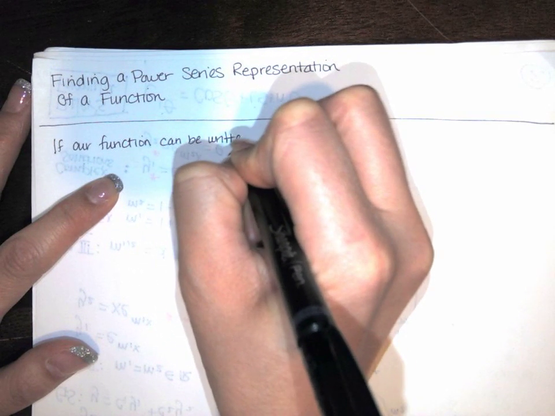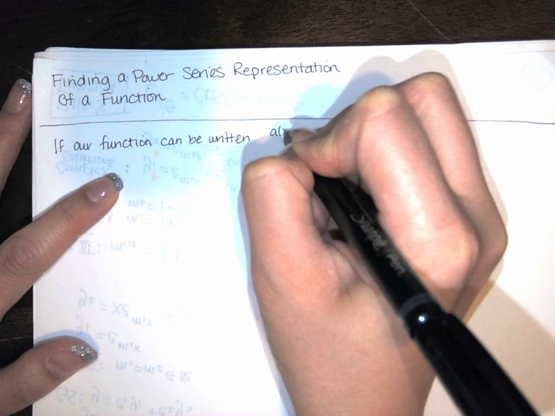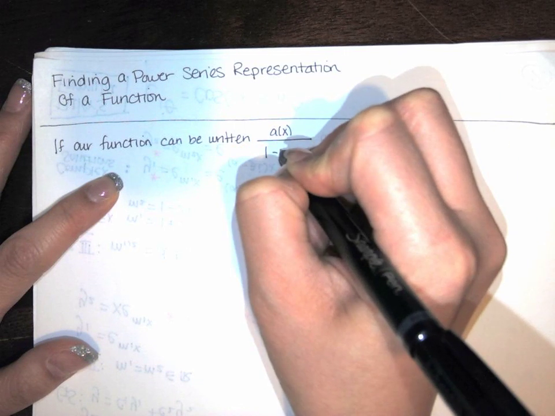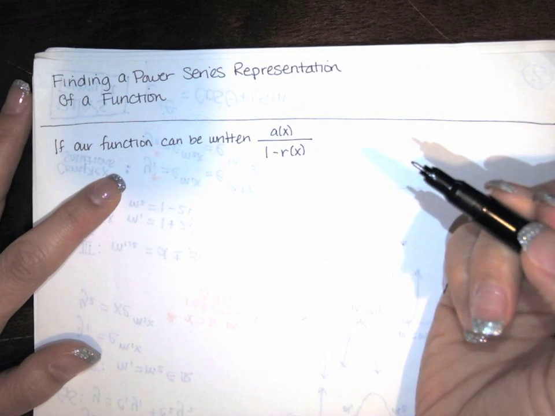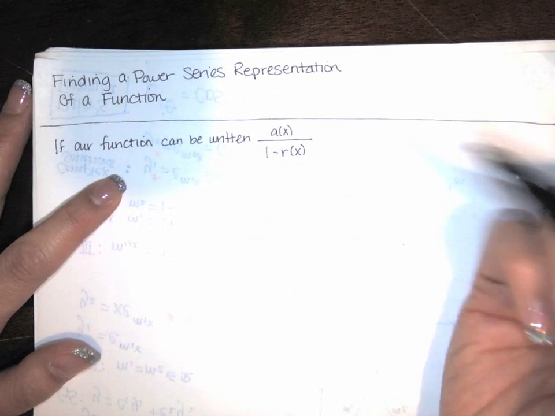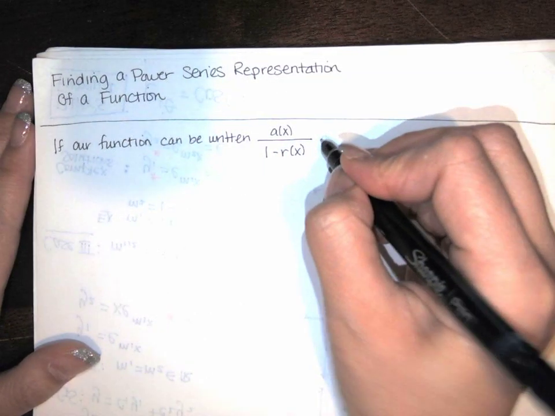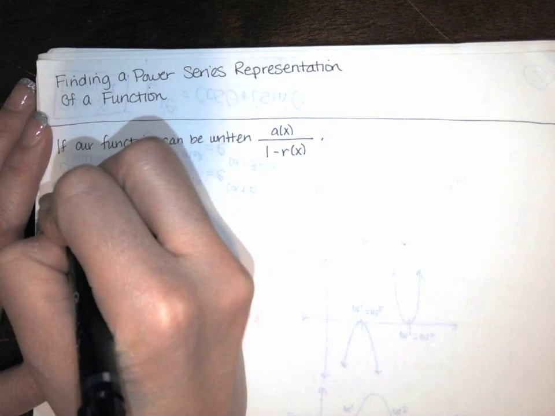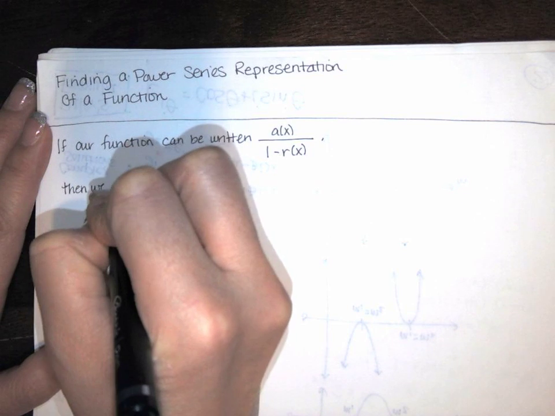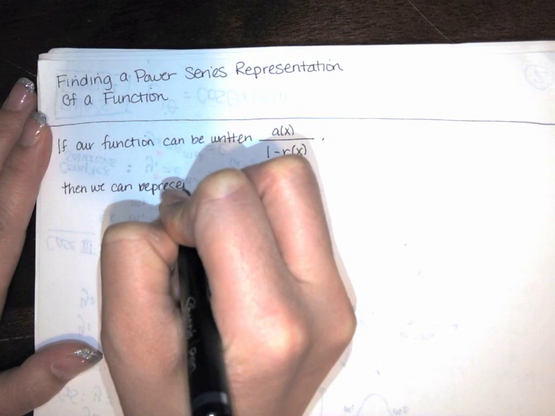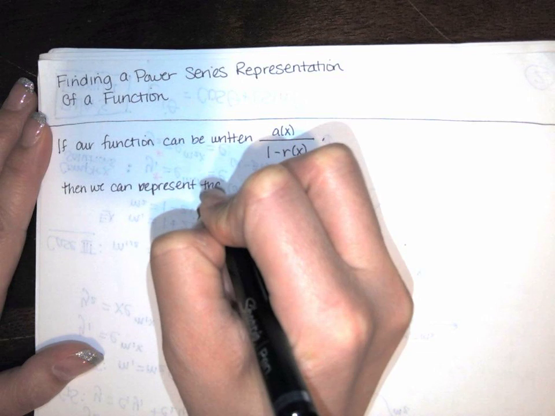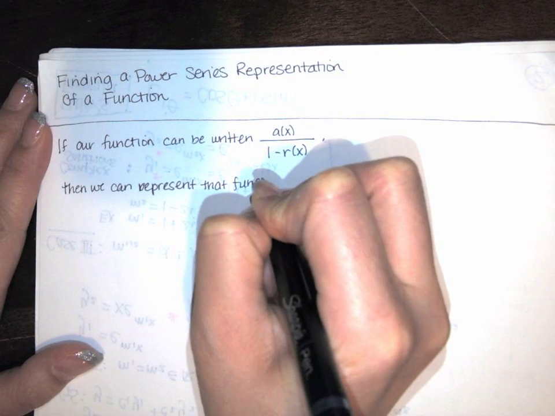so it can be written in this form: a of x over 1 minus r of x, where a is a function of x and r is a function of x. If our function can be written this way, then we can represent that function as a geometric power series.